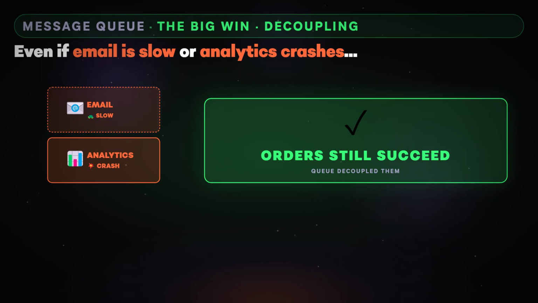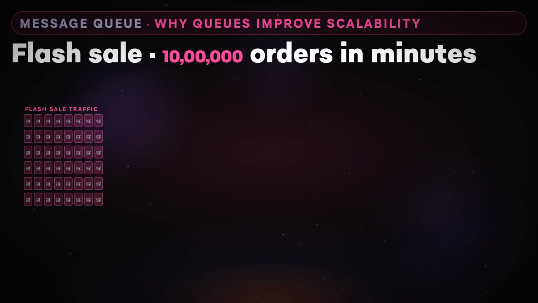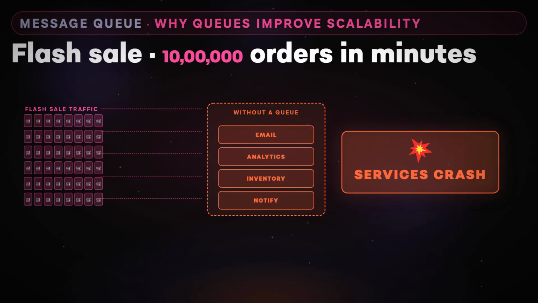This is one of the biggest advantages of message queue. Now, why do queues improve scalability? Let's imagine a flash sale. Suddenly, 1000k orders came. Those arrive within a few minutes. Without a queue, downstream service would receive traffic immediately. Some services might crash, others might become overloaded.